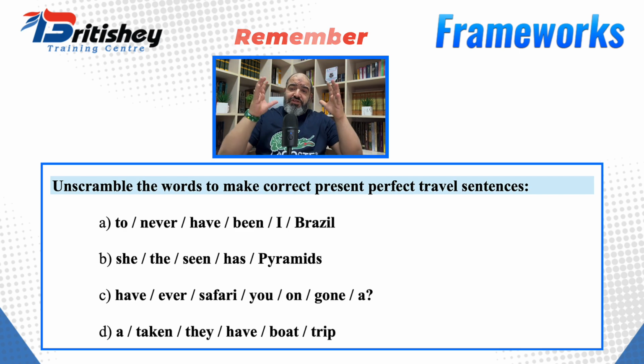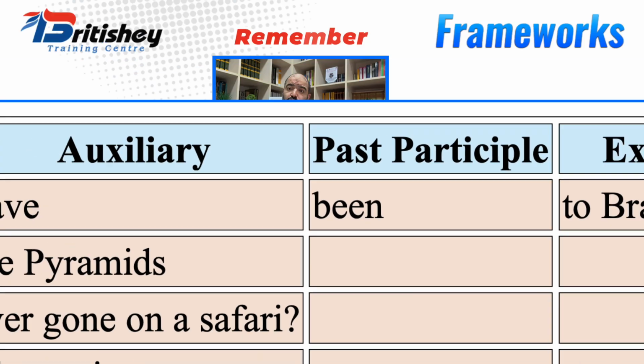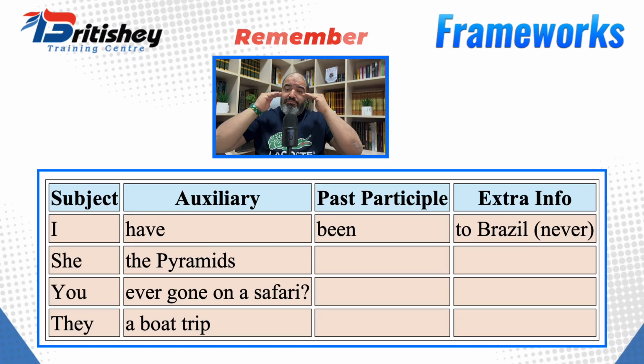And then once they finish these sentences, we can get them to take these sentences and put them in a substitution table where they can see the subject, the auxiliary verb, the past participle, the extra information, and Bob's your uncle. They know the form. And again, the same question: what if the students made mistakes? No problem. You're going to give them feedback. You're going to help them.